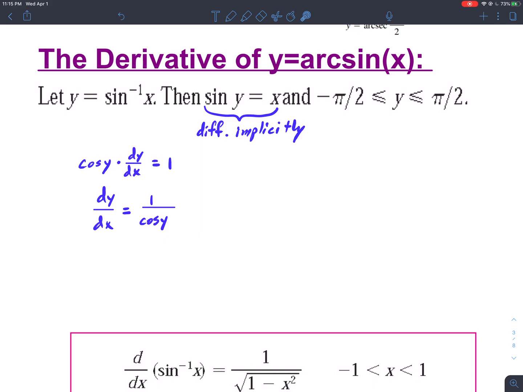Well, if I go back just a hair, in the beginning, we stated that y was inverse sine of x. So really, this is 1 over cosine of inverse sine of x, all right?